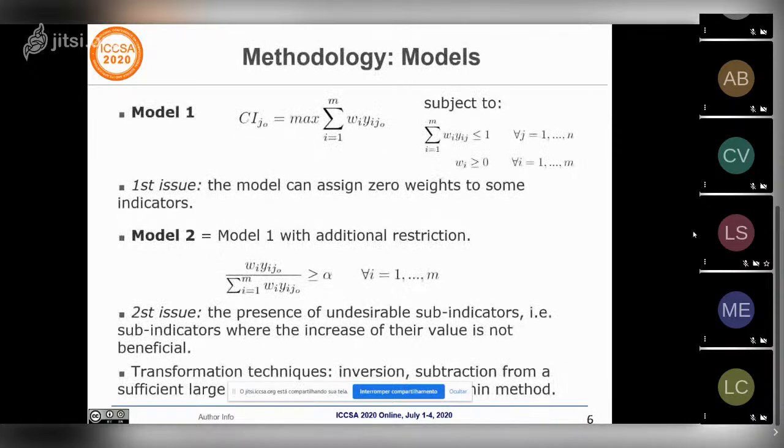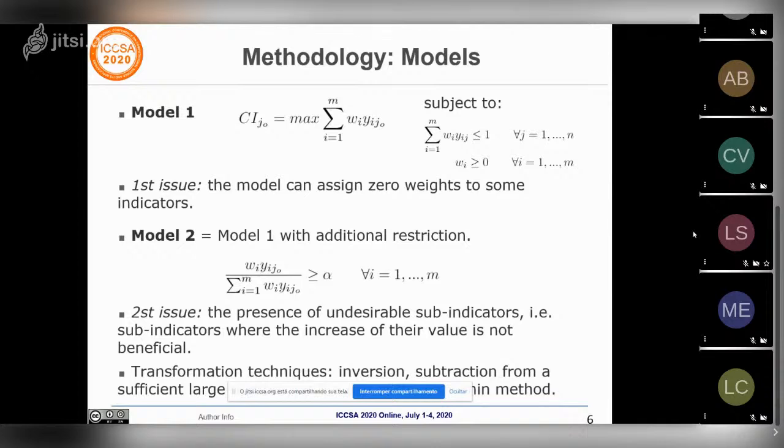The first model used to obtain the composite indicator was the original benefit of the doubt model that maximizes the weights of the weighted sum of the indicators. This formulation is subject to 2 kinds of restrictions. The composite indicator cannot be greater than 1, and the weights cannot be negative. This allows the weights to be freely estimated, and in some cases, the model can assign 0 weights to some indicators. This is a situation that needs to be avoided, as with a 0 weight, the indicator would have no influence on the final index. To solve this problem, in the second model, we add an additional restriction that requires the virtual proportional weight of the indicator to be greater than a value alpha.